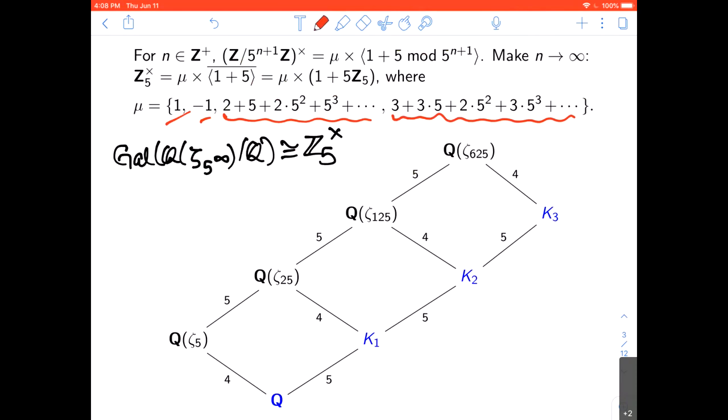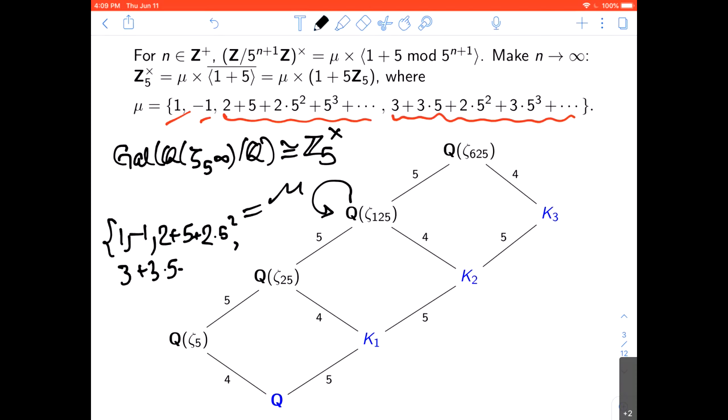In any case, what we can do is apply these elements of finite order as exponents to each of these 5 power cyclotomic extensions, which really amounts to saying, for example, on Q adjoined the 125th roots of unity, this little group mu acts, and in fact, it's just 1 and minus 1, and since I'm working mod 5 cubed, 2 plus 5 plus 2 times 5 squared, and then 3 plus 3 times 5 plus 2 times 5 squared. This is all mod 125, acting as exponents. And so that's what mu looks like when you only focus on the 125th roots of unity.